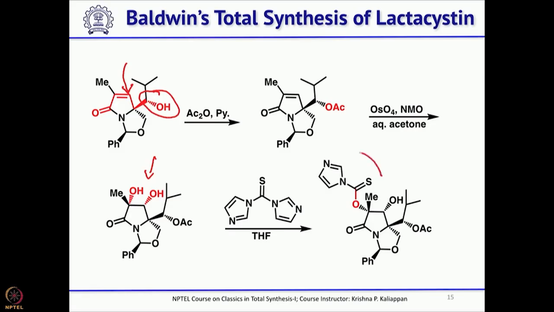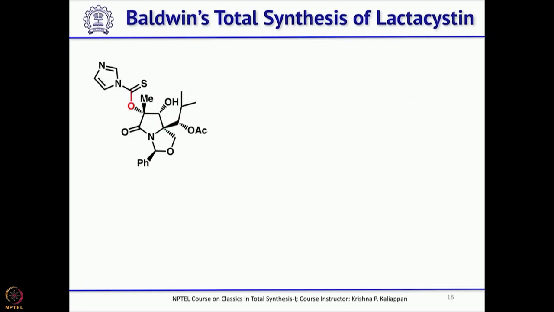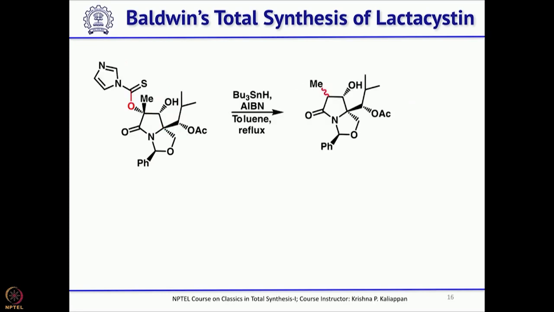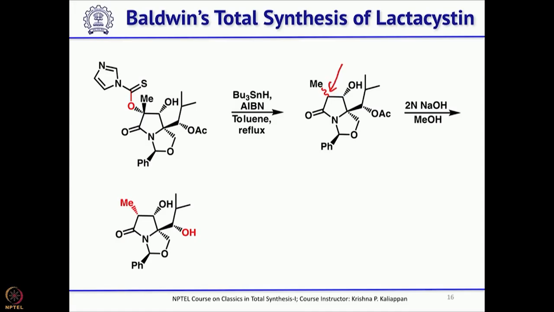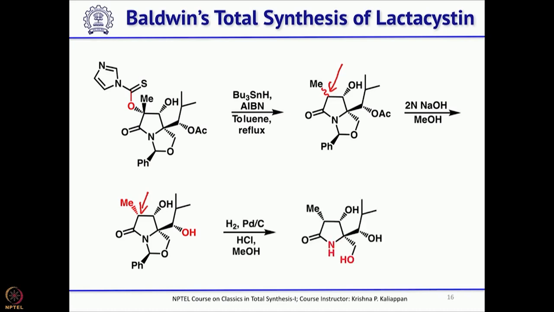thio derivative. So now these types of derivatives are known to undergo deoxygenation. If you take this compound and treat with tributyltin hydride in the presence of AIBN, that will undergo deoxygenation. Okay, so the only problem is this methyl group, that chiral center is not one isomer. Nevertheless, you treat with sodium hydroxide, so sodium hydroxide will hydrolyze the acetate as well as it will epimerize the carbon adjacent to the carbonyl group. Done. Then this protecting group can be easily cleaved by hydrogenolysis.